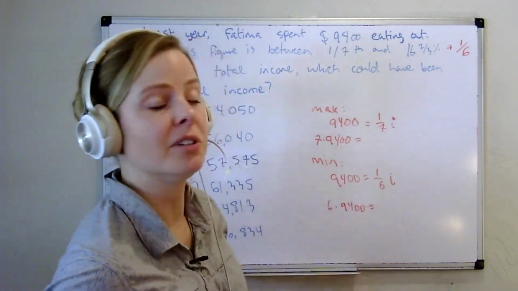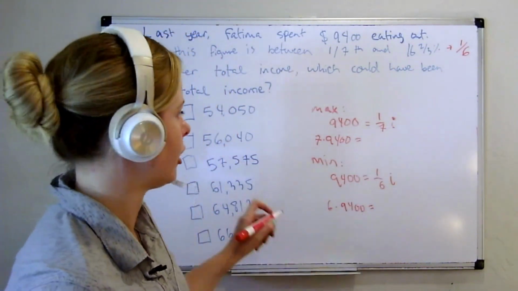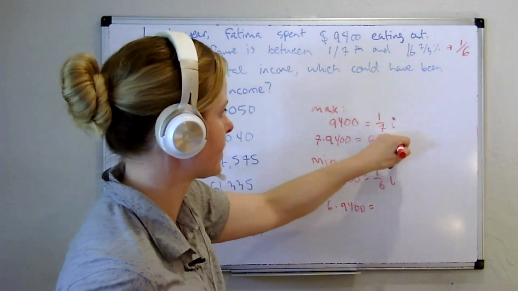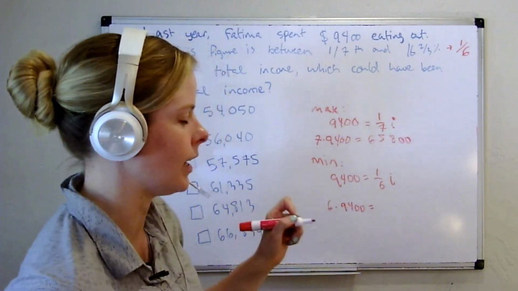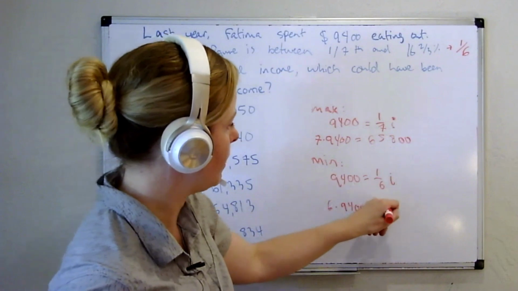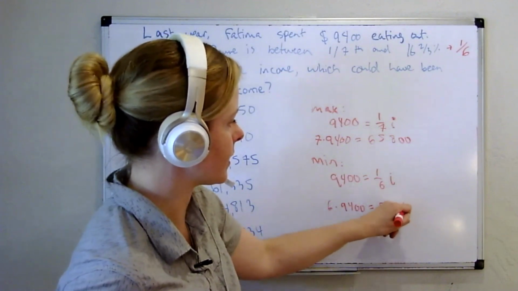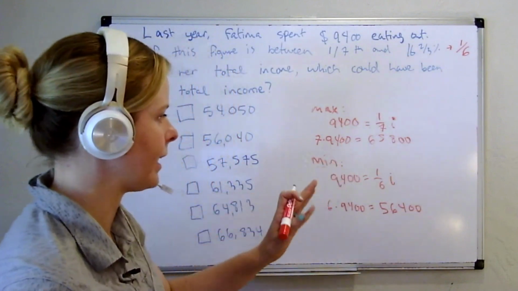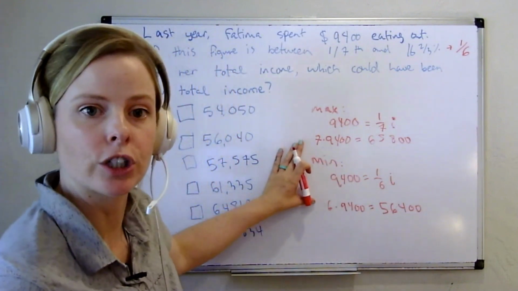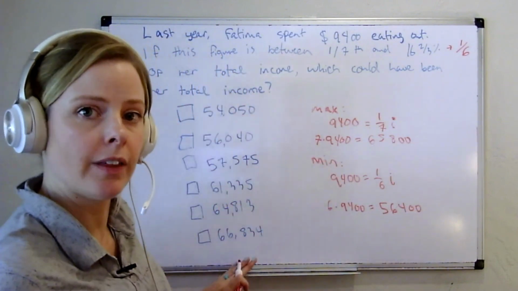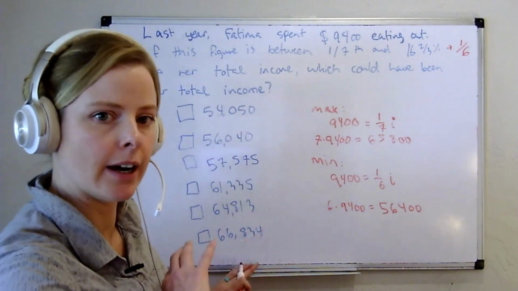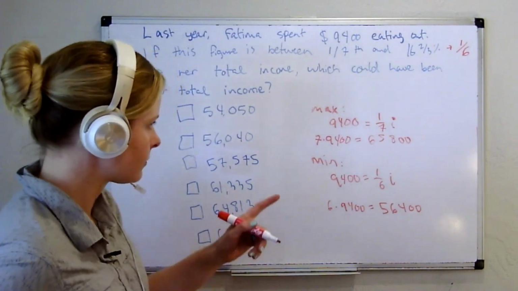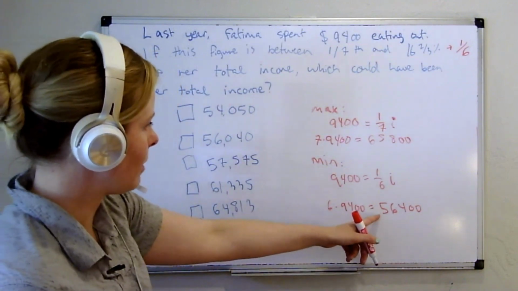This is a great time to whip out your calculator if you're into it on the GRE, so I would go ahead and do that, and if you do so, you will find that her maximum salary is $65,800, and then her minimum salary is $56,400. And just like we planned, this gives us a nice range, and we're looking for numbers that fall within that range so that we can say that, yep, this could be the amount of her full income.